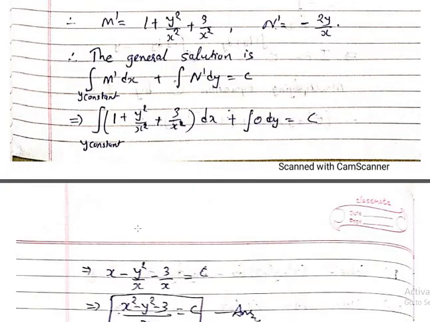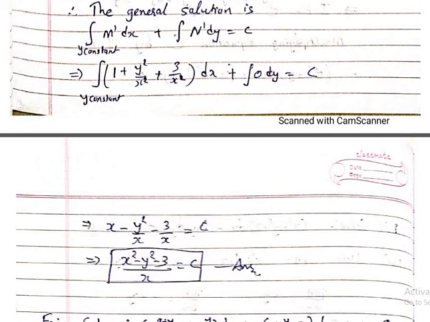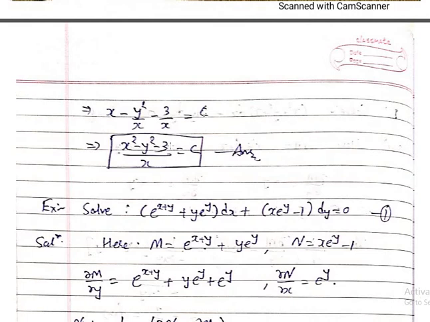So see, what we have to do is integration of this term with respect to x. So here it is 1 as integration x, 1 upon x square has an integration minus 1 upon x. Here also minus 1 upon x is equal to c. And taking LCM, that will give x square minus y square minus 3 upon x is equal to c. So this is your general solution.